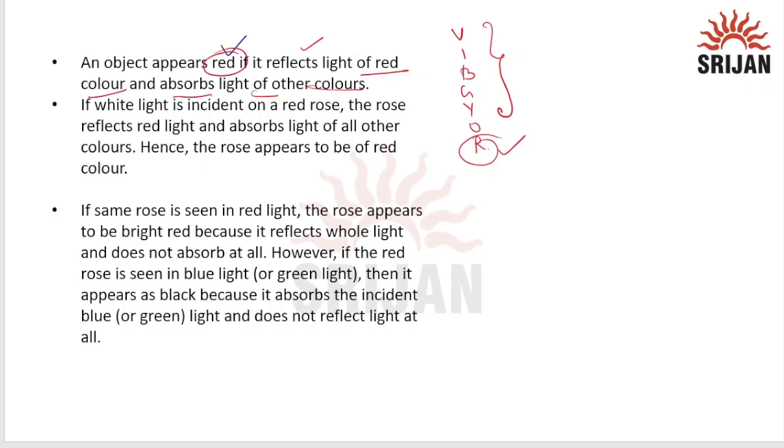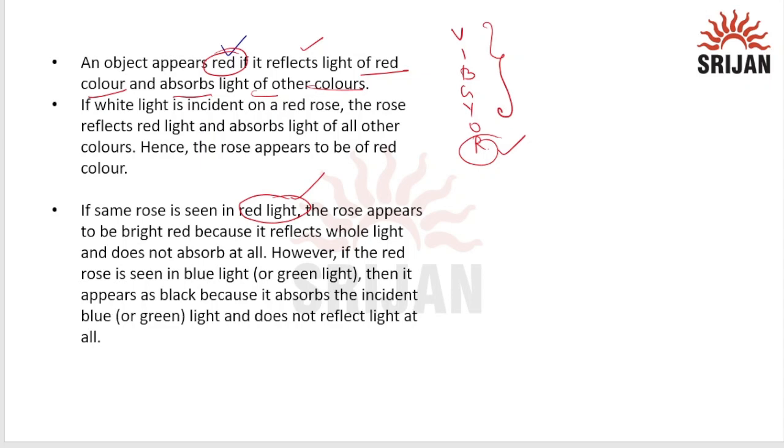This is the case of white light. If white light is incident on a red rose, the rose reflects red light and absorbs light of all other colors. Hence, the rose appears to be of red color. And if the same rose is seen in red light, then what will happen? Only red light is falling on it. It will reflect all the red light.